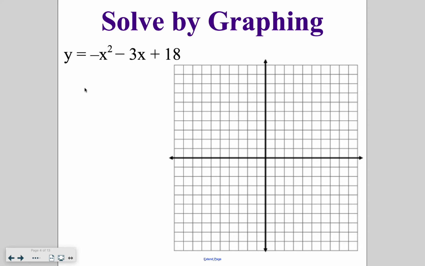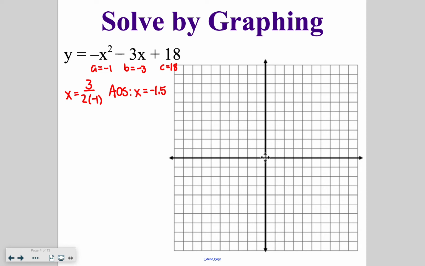The first thing we need to do is find our axis of symmetry. So I'm going to start by labeling my A, which is -1, my B, which is -3, and then my C, which is 18. I need to find my axis of symmetry, so I'm going to have x is equal to the opposite of my B value, so +3, over 2 times my A value. So I find that my axis of symmetry is 3 divided by -2, which is the same as -1.5.